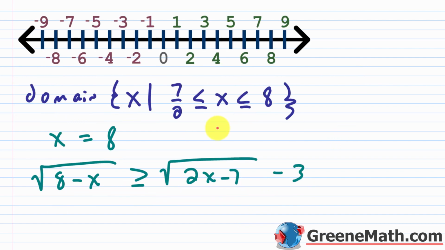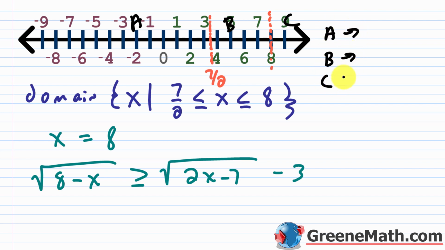All right, so coming to the number line, let's think about 7 halves, which in decimal form is 3.5. So let's just say that's about right here. It's not perfect, but that's close enough. And then we have 8, so let's put that there. And that's basically it. So we're going to have 3 intervals here. Let's call this A, let's call this B, let's call this C. Now for A and C, those are automatically going to be rejected because they violate the domain, right? A is going to be anything that's less than 7 halves. So this is going to be false.